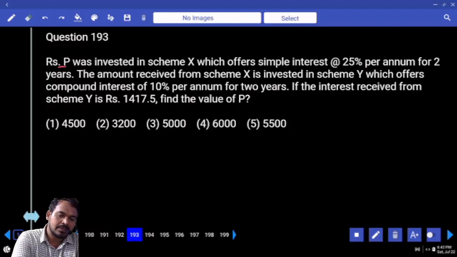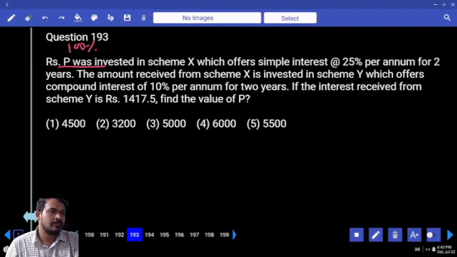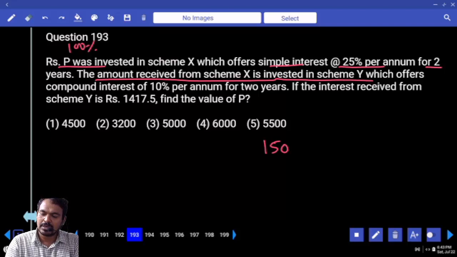And here P was invested. This one we consider 100%, principal we consider 100%. What is the rate of percent in the first one? 25%. Time period is 2 years. Simple or compound? Simple. 25 into 2 means 50. Interest is 50%, then amount will be 150%. The amount received from scheme X is also invested in scheme Y, meaning amount received from scheme X is how much? 150%. It is also equal to the investment of scheme Y.